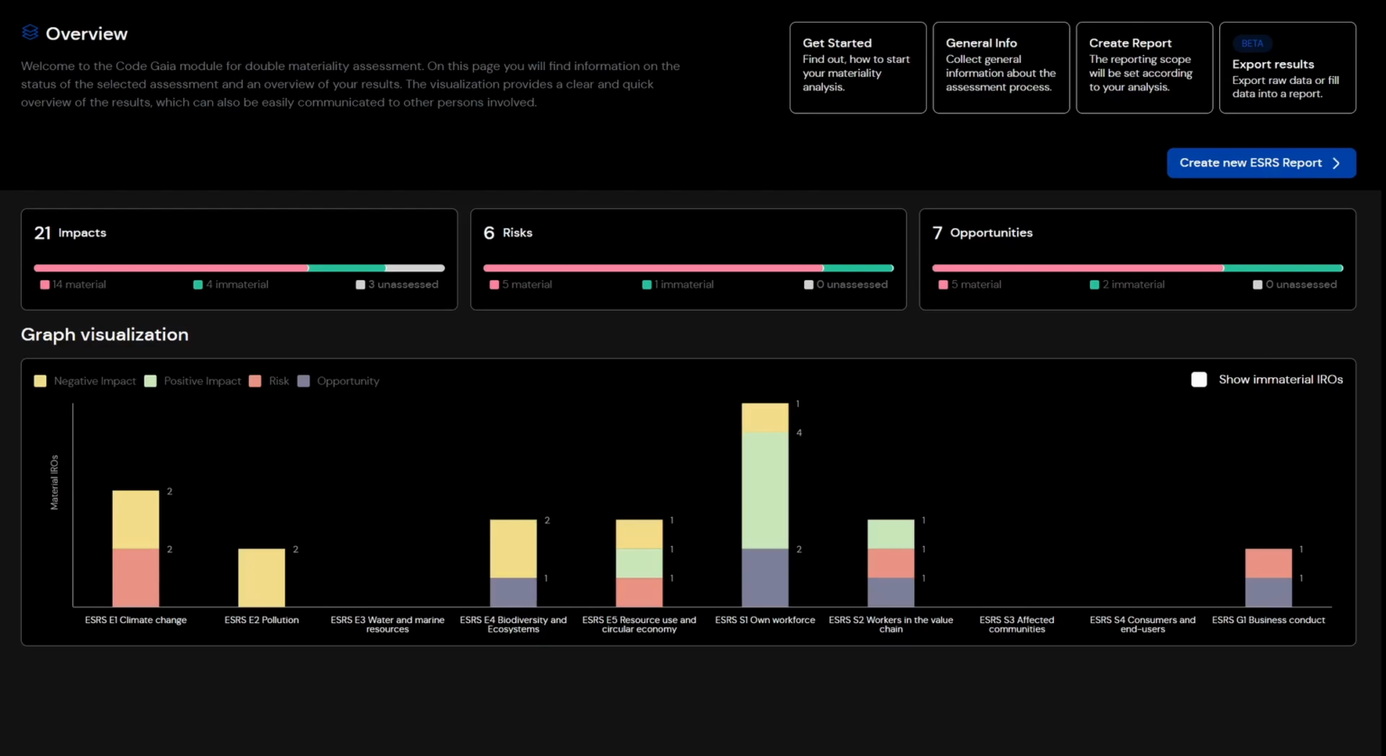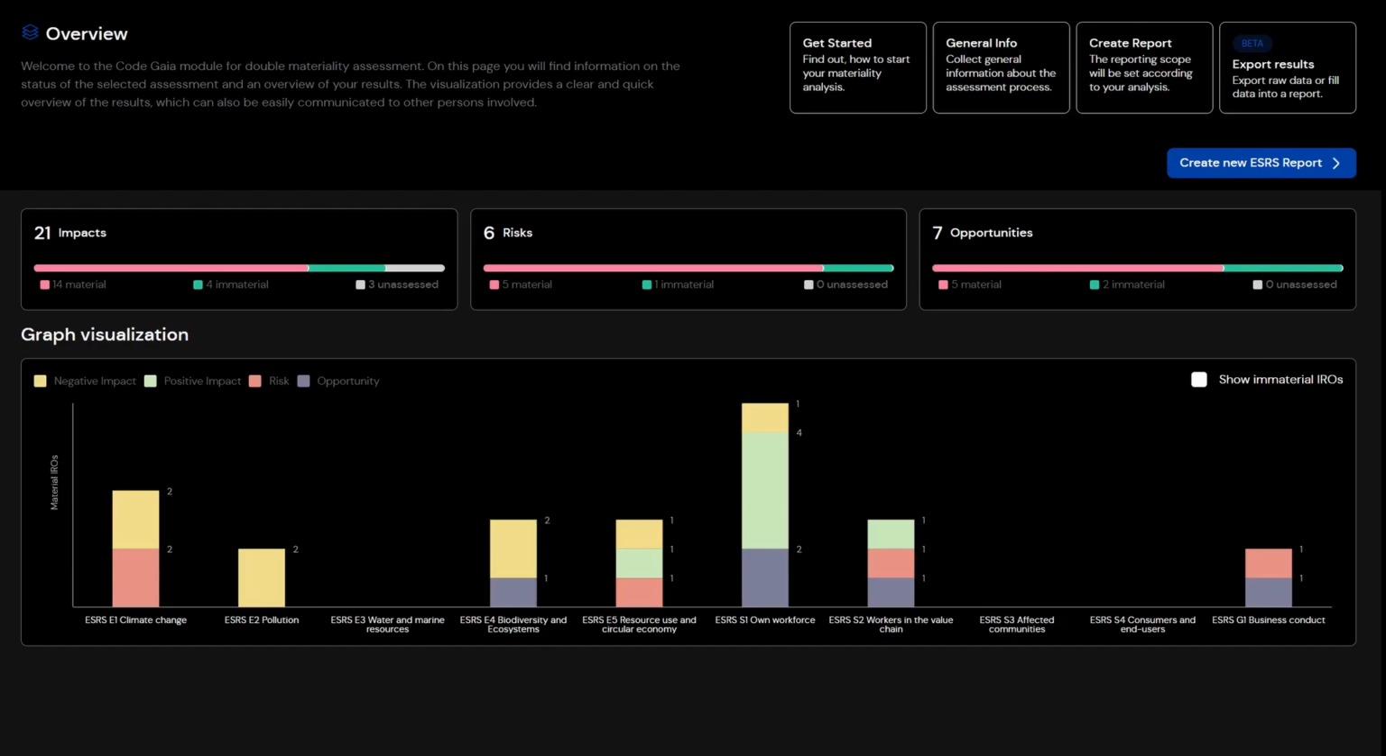The second layer of information which this visual conveys is the spread of materiality between those topics that are material for impact reasons, those that are material for financial reasons, and those that are material for a combination of the two. As you can see, the pollution topic here has 2 impacts which are material, and we know straight away that that entire topic is only material for impact reasons.